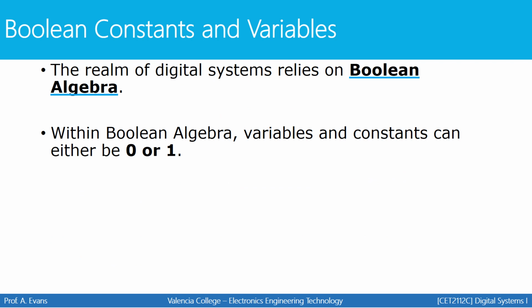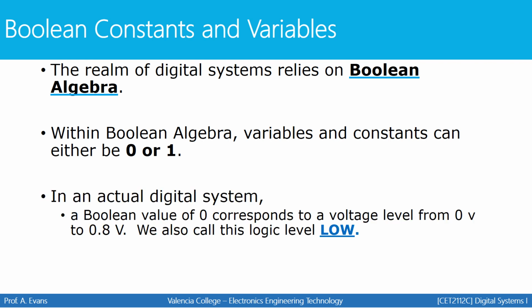To begin, we're going to talk about Boolean constants and variables. When we talk about the realm of digital systems, it completely relies on the idea of Boolean algebra. And with Boolean algebra, variables can only ever be 0 or 1. So when we think about the inputs and the outputs to a digital circuit, those inputs and those outputs can only ever be 0 or 1. Also, we call those low and high.